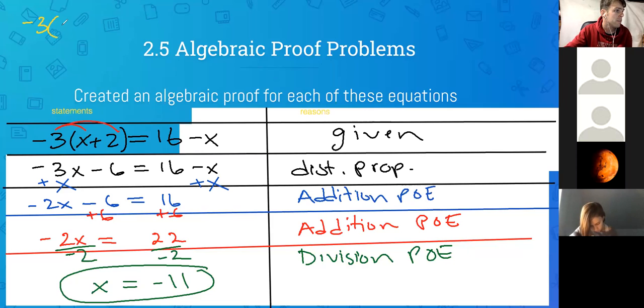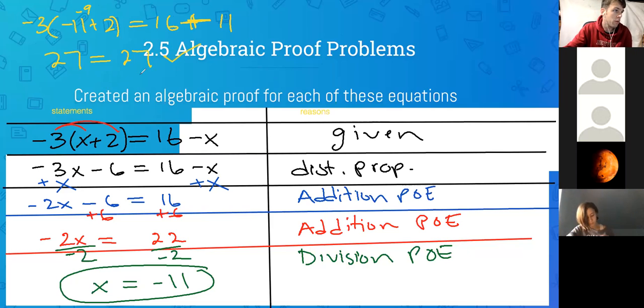So you could just plug that in there, right? Negative 3 times negative 11 plus 2 equals 16 minus negative 11. So you could double check and make sure that's actually true. Here we get negative 9 times negative 3, which is 27. 16 minus negative 11, same thing as 16 plus 11, which is, yeah, 27. So it does check out. Again, that's kind of worthwhile to do, just to make sure your solution was the right one, especially you don't want to make a silly mistake when you're making a proof like this.